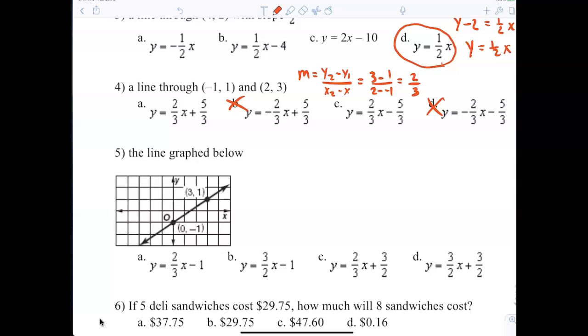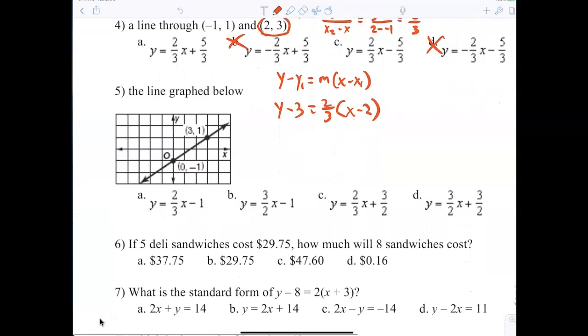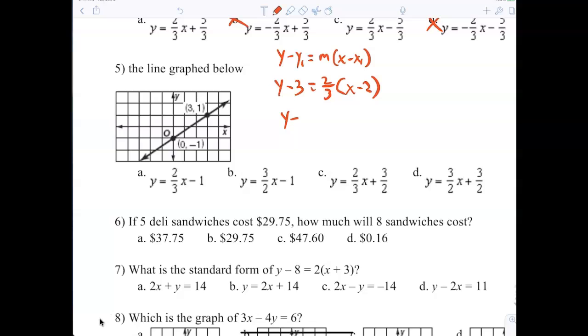Now we just have to pick a point. I'm going to choose 2, 3. So now we do y minus y1 equals m times x minus x1. y minus 3 equals 2/3 times x minus 2. Everybody happy with that? All right, now we're distributing. y minus 3 equals 2/3 x minus 4/3.